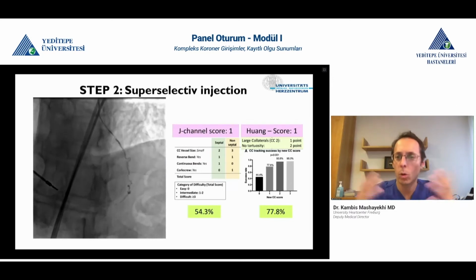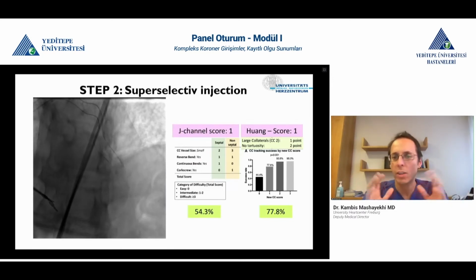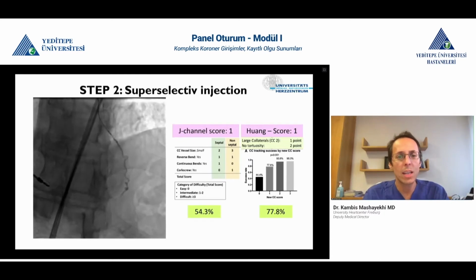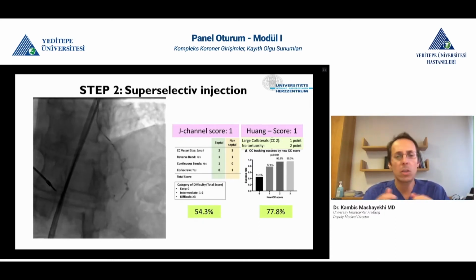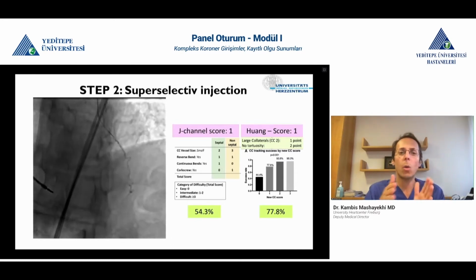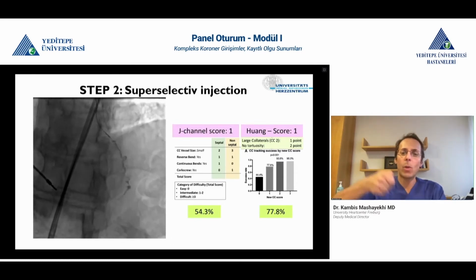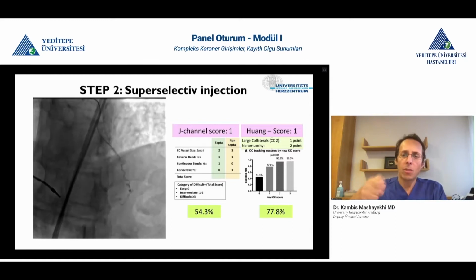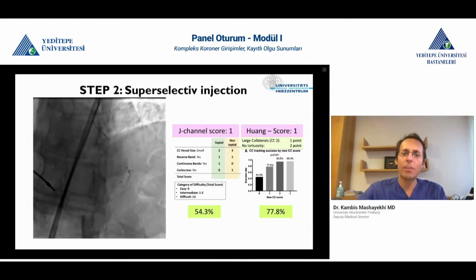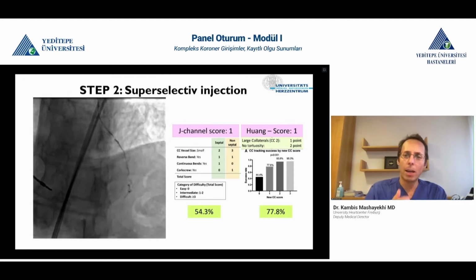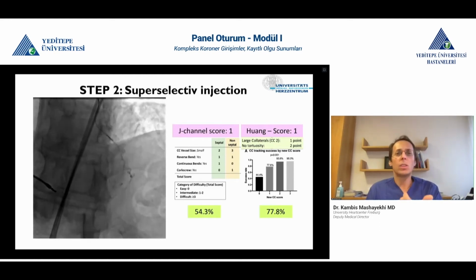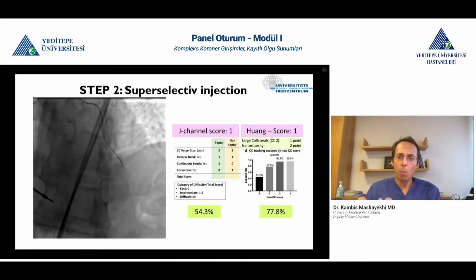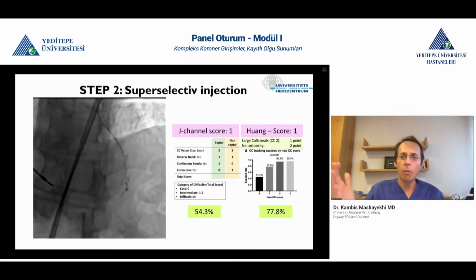Or relatively, you see, so 77%. Here you see the tortuosity. And this is what we always do. It's a super selective injection. So we go inside the channel and then we aspirate blood. It's very important to aspirate the blood whenever you give a flush in the microcatheter. Because if you're flushing the microcatheter outside, you will see how much power you have if you flush the microcatheter.